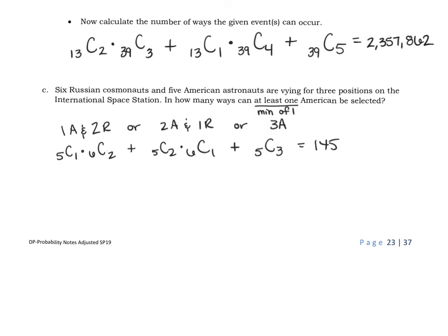Again, using those and mean multiply or mean add. Go ahead and fill in how many Americans are available, how many you want, how many Russians are available, how many Russians you would want to go to the space station, and that will give you a grand total of 145 different ways that at least one American could be selected to go to the space station.